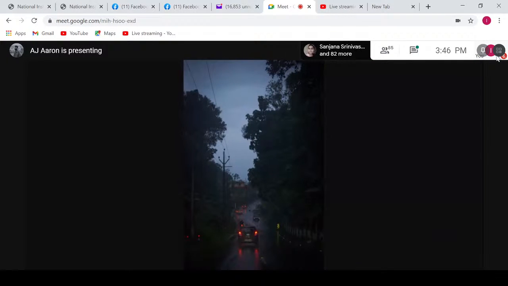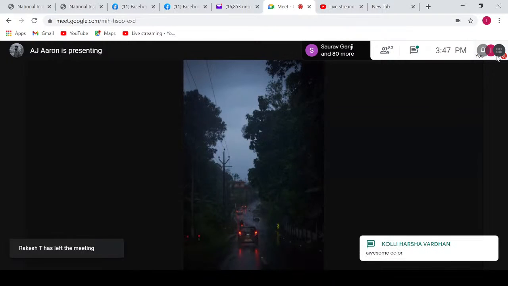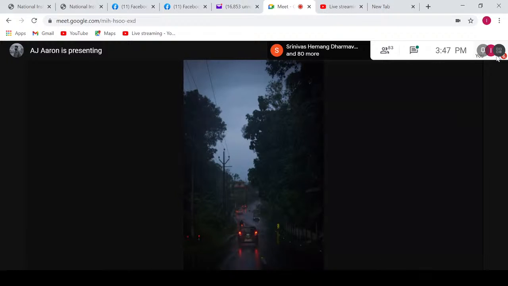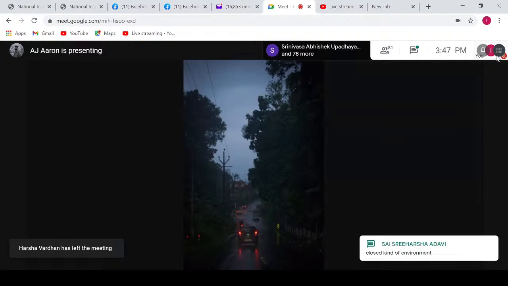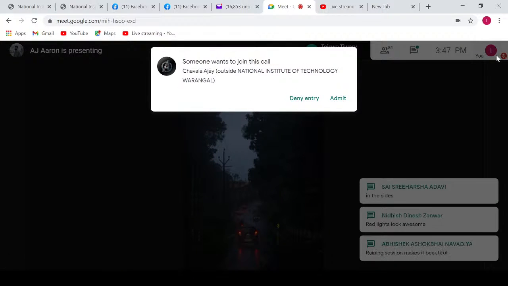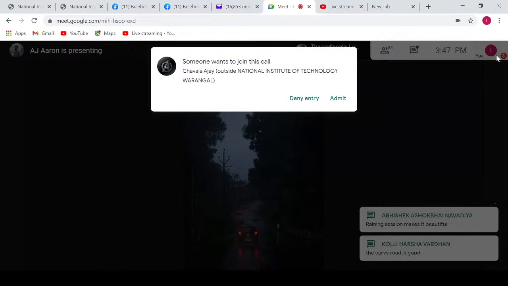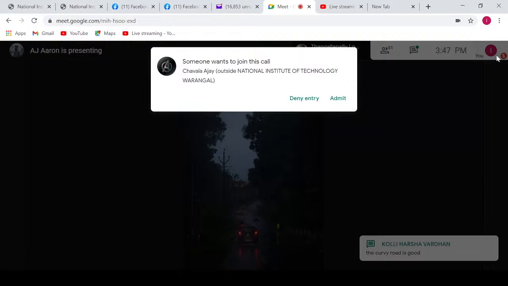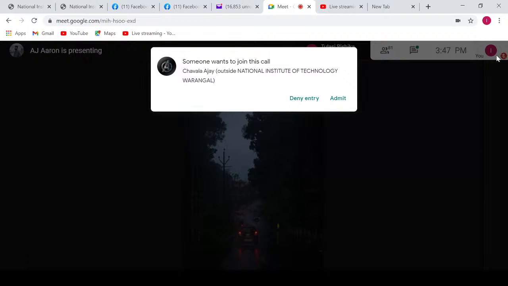What do you guys think about this? About the composition and about the... Let's talk about the color also here. The greens and the reds give out a very good contrast, right? The brake lights. Red and black is an amazing combo. Yes. Yeah. What are some interesting elements in this image? Let's talk about those.